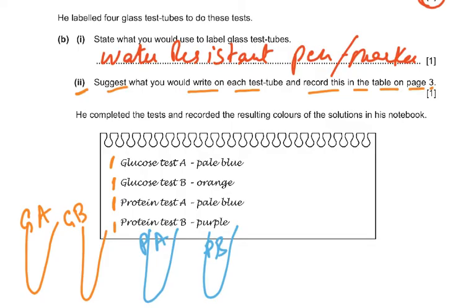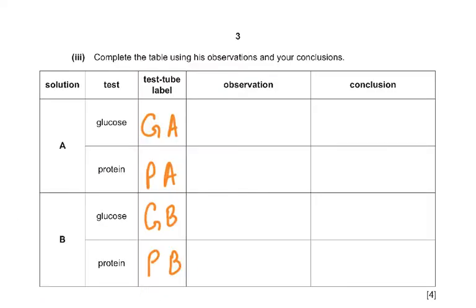It said suggest what you would write on each test tube and record it in the table on page 3. Now, this is page 3. So you give the labels GA, glucose A, PA, protein A, GB, glucose B, and PB, protein B. Because you were only given 2 solutions, A and B, you had to do the glucose test on A and the protein test on A, and then the glucose test and the protein test on B. So this is how you would label it.